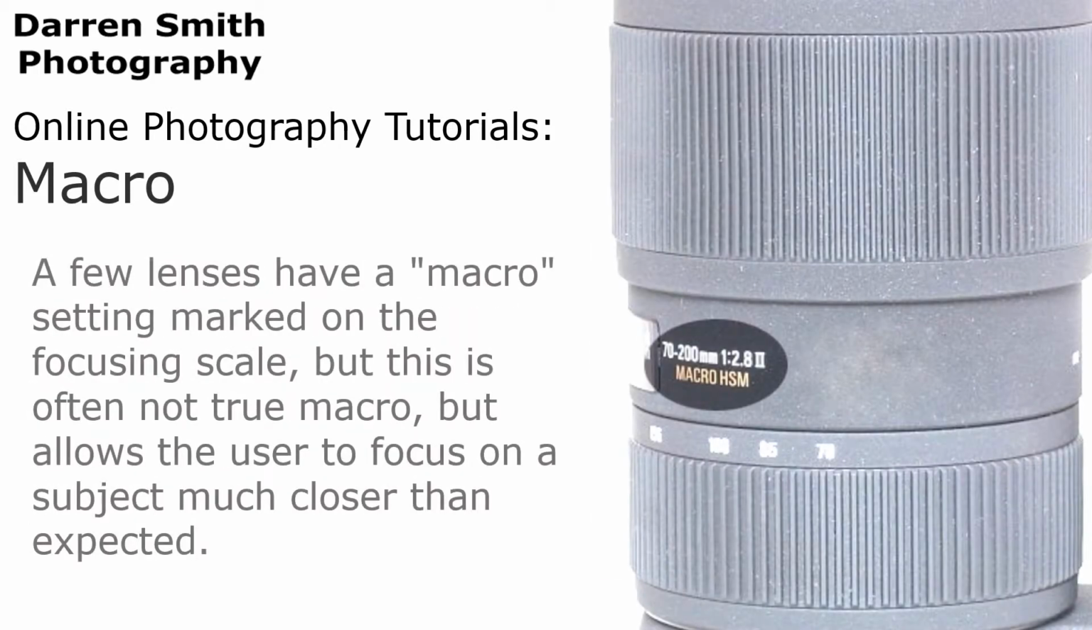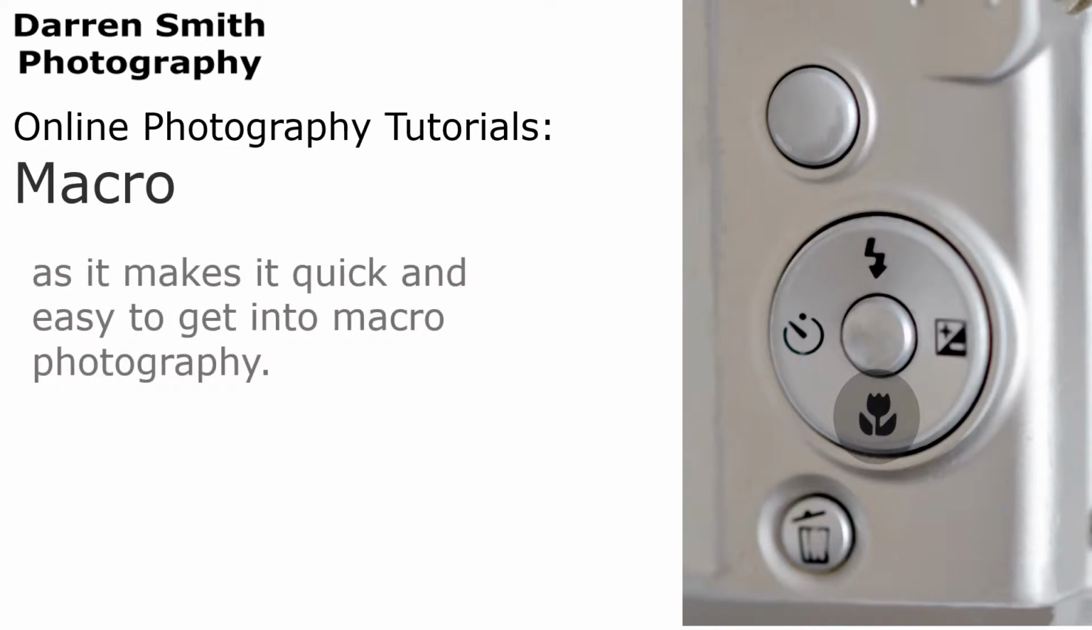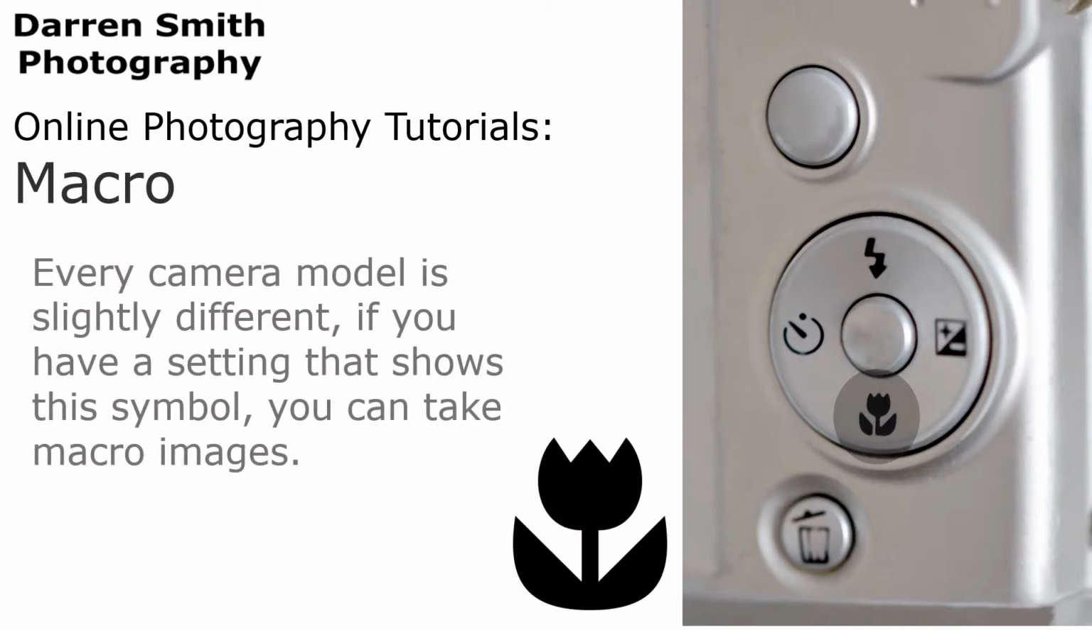A few zoom lenses have a macro setting marked on their focusing scales, but this is often not true macro, but allows the user to focus on the subject much closer than expected. Compact cameras will often have a macro or close focusing setting. This is one of the benefits of such a camera, as it makes it quick and easy to get into macro photography. Although every camera model is slightly different, if you have a setting that shows this symbol, you can take macro images with your camera.